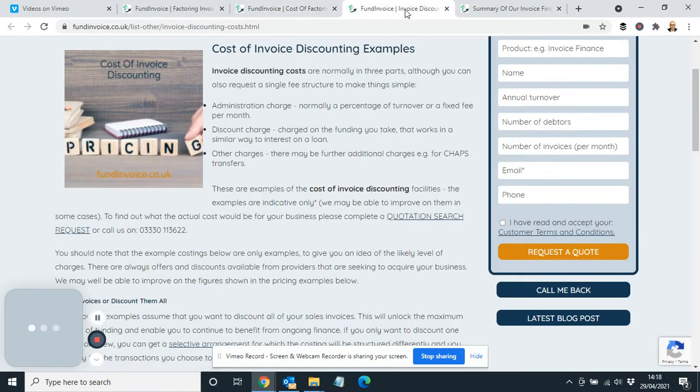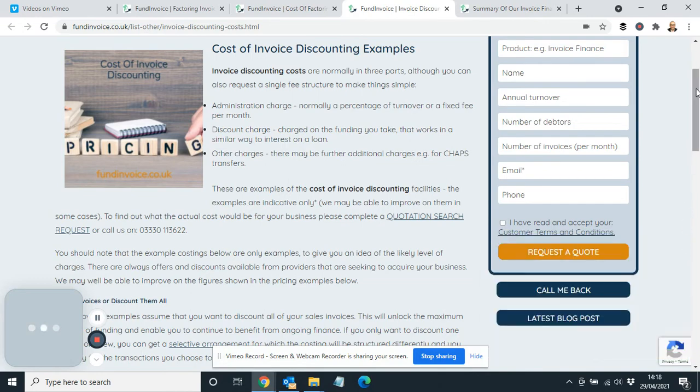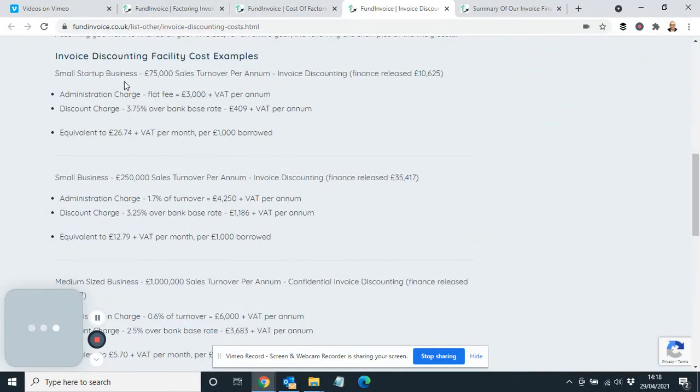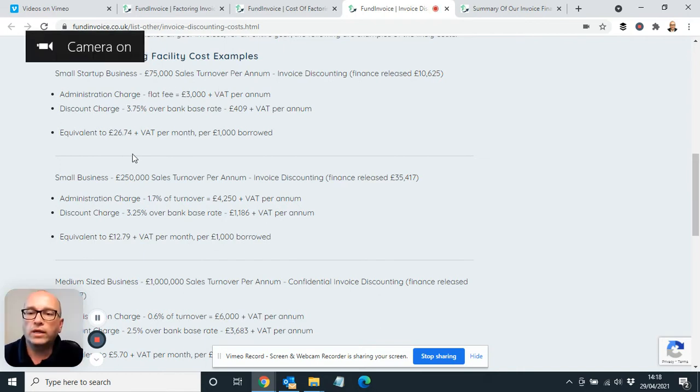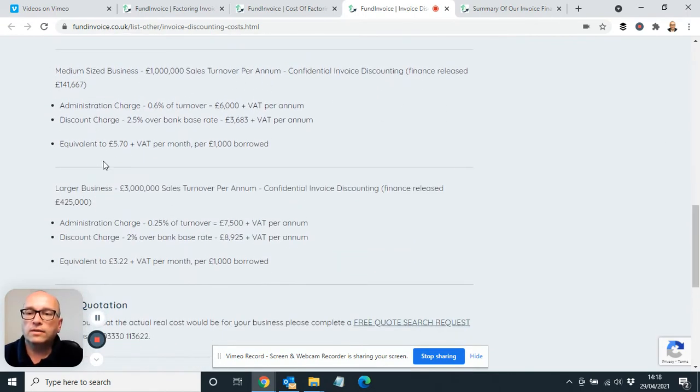We've got a similar thing for invoice discounting. The invoice discounting examples again will be broken down by a small startup business. This is what they could expect to pay. A smaller business turning over £250,000, a medium-sized business, and then a larger business. And you can see the price per £1,000 borrowed goes down as the size of the business increases.